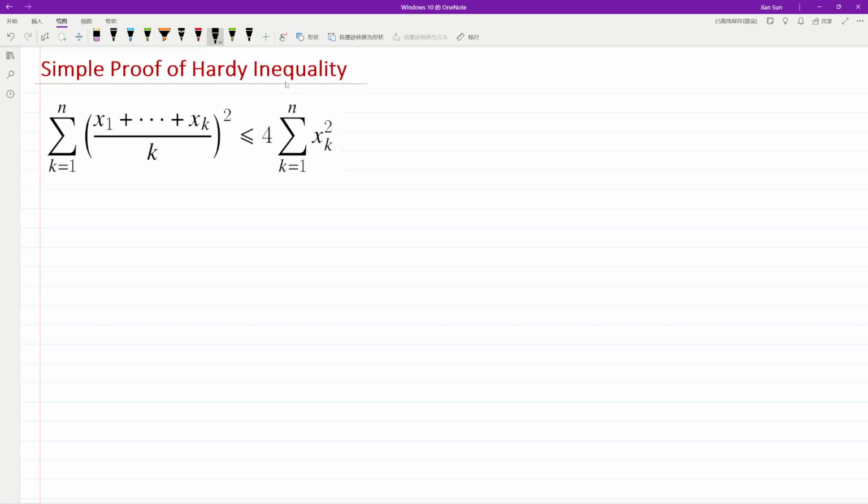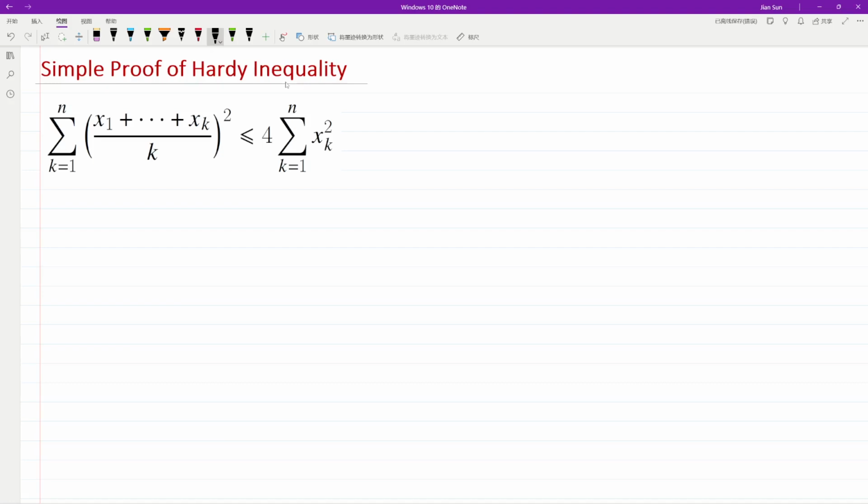Hello everyone, I'd like to share a very simple proof of the famous Hardy inequality. There are probably many versions of the Hardy inequality, but usually when we talk about the Hardy inequality, we refer to this inequality. There are actually an integral version and this discrete version of the Hardy inequality.